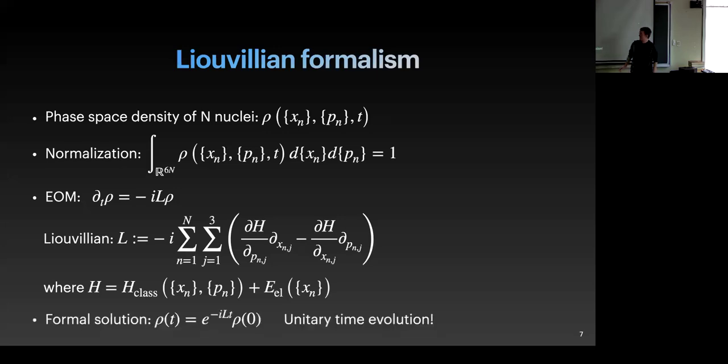And now the great thing is that, L being a Hermitian operator, the formal solution to this equation of motion is just the exponential operator e to the minus iLt, which is unitary. And that's great, because unitary time evolutions are something you can do very naturally on a quantum computer. So that already looks very promising.